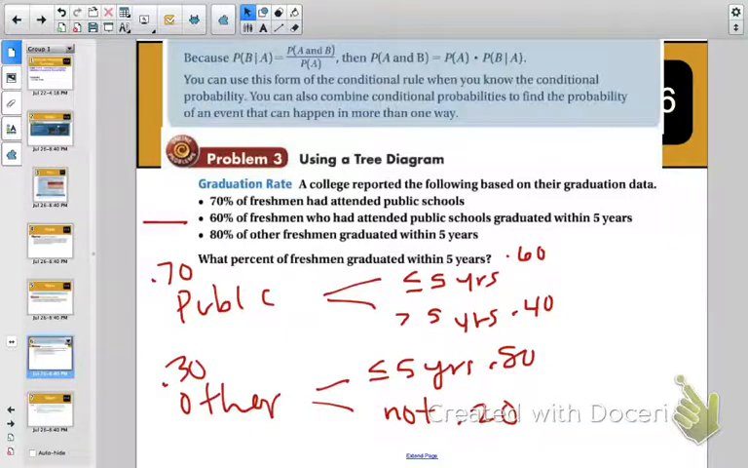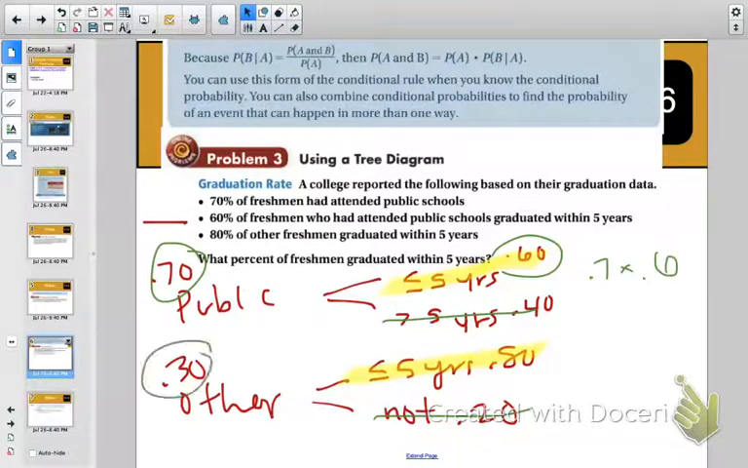Okay, so then we want to know what percentage graduated within 5 years. So we're actually looking at this number and this number here. So we don't really care about these ones. Okay, so if we want to know how many public graduated within 5 years, we would take our 0.70 here. We know 70% go to public school, and 60% of them graduate in 5 years. So we're going to multiply those together, 0.7 times 0.6. Then we'll do the same thing with this, 0.3 times 0.8. We're going to add those together.